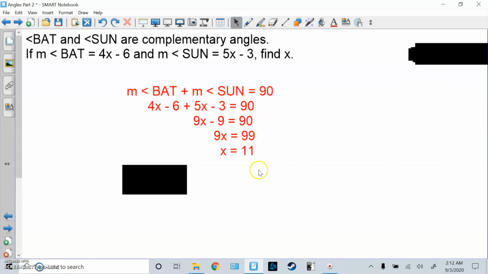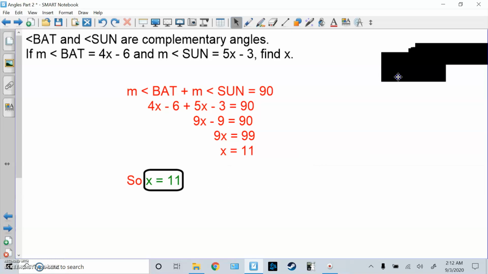X is 11. Is that what they want? Yes, let's find x, so that's it. Now x doesn't have degrees, because that's just a variable. Once you plug it in and simplify, then we get the degrees. For example, if I plug in here, 4 times 11 is 44, minus 6 is 38. So angle BAT is 38 degrees, but x itself is not the angle.